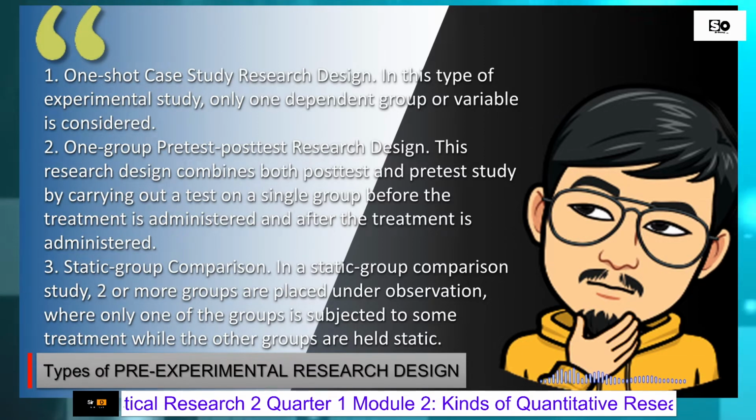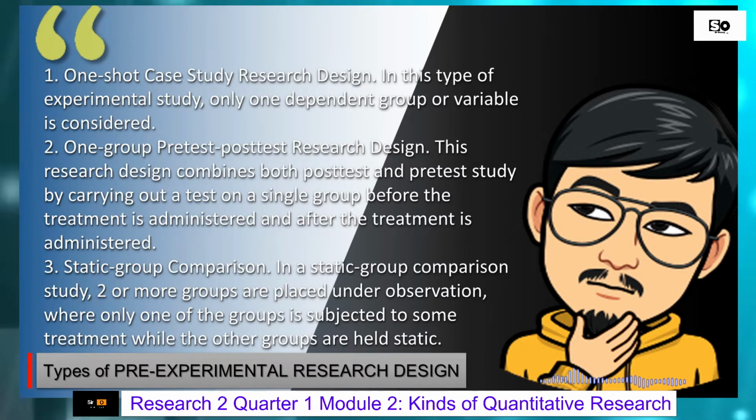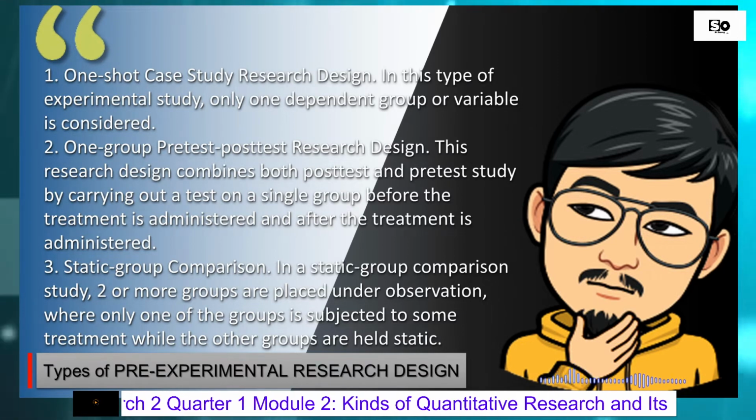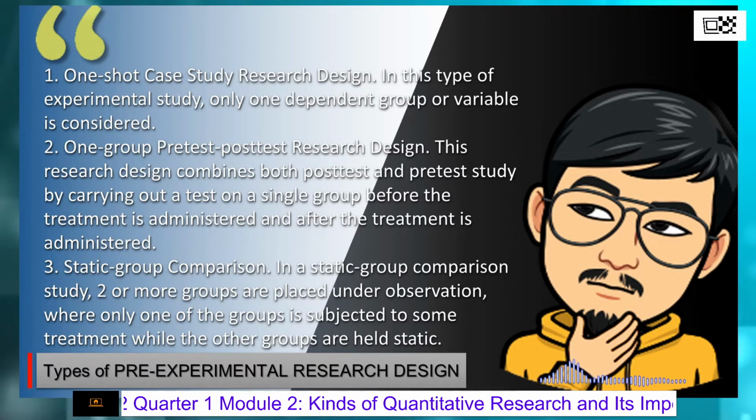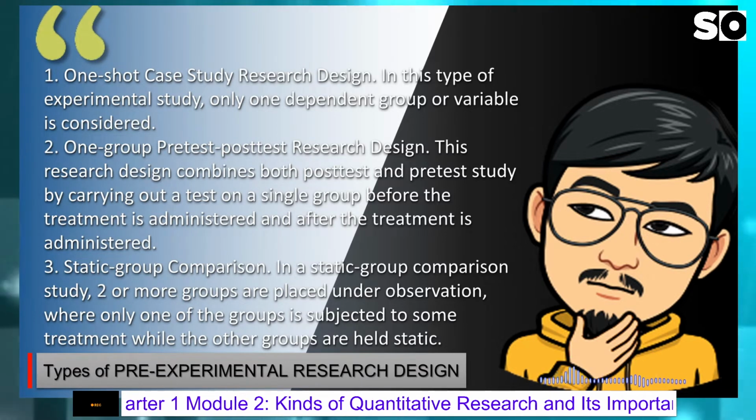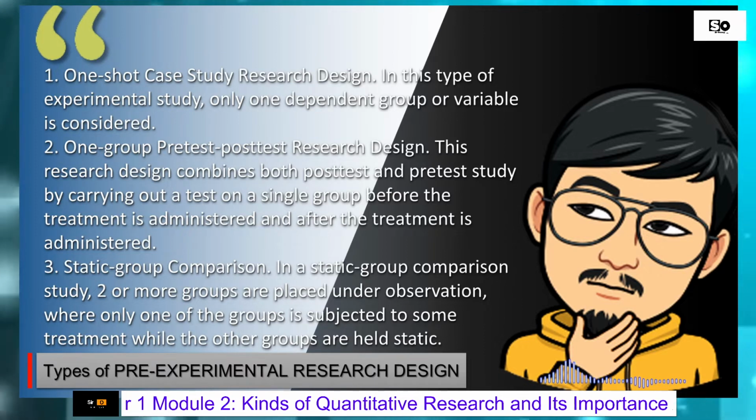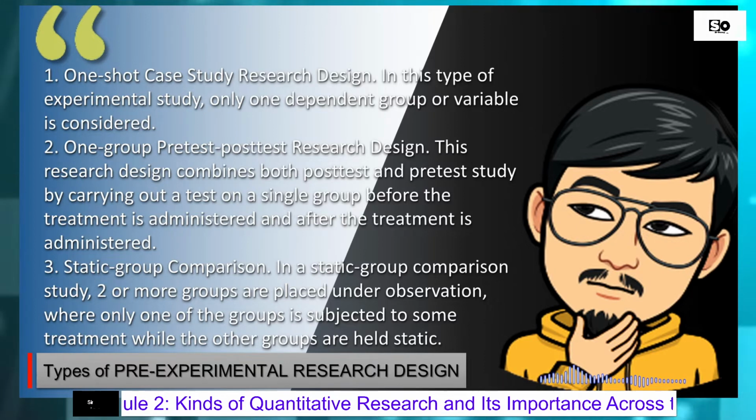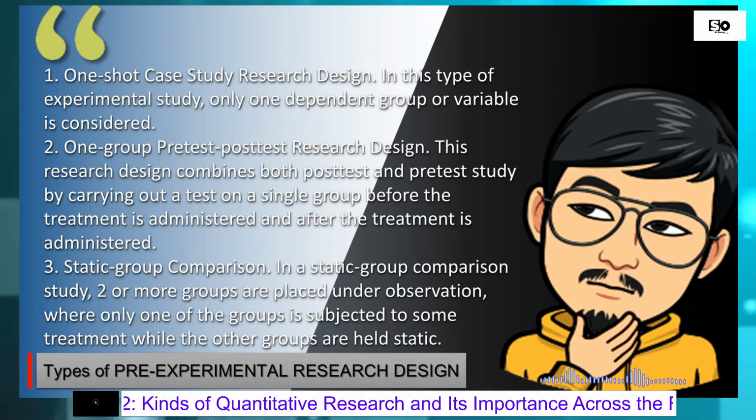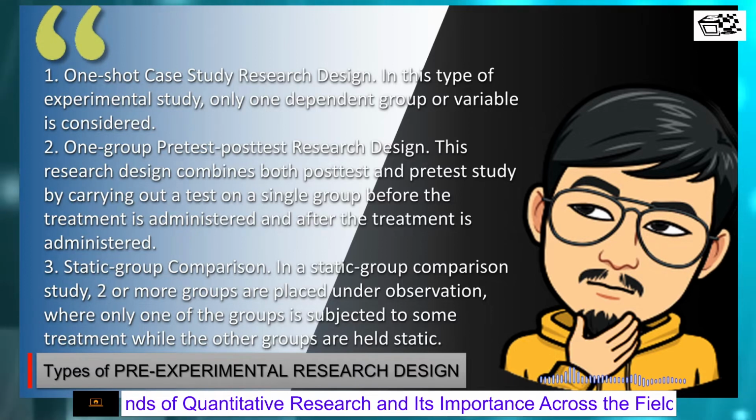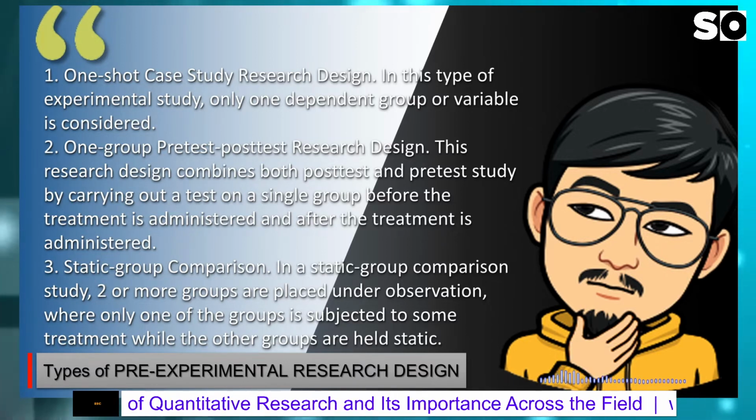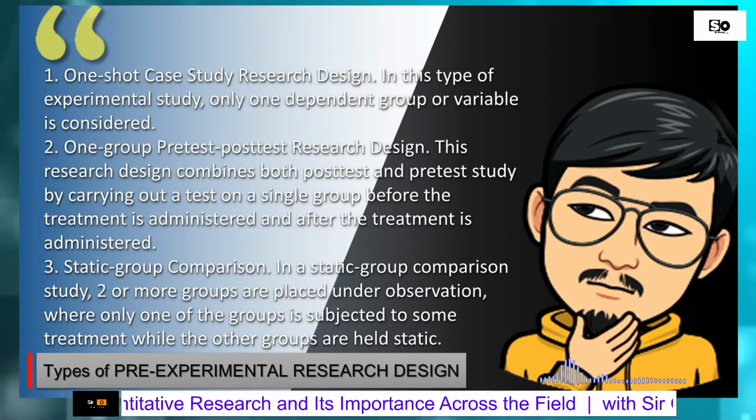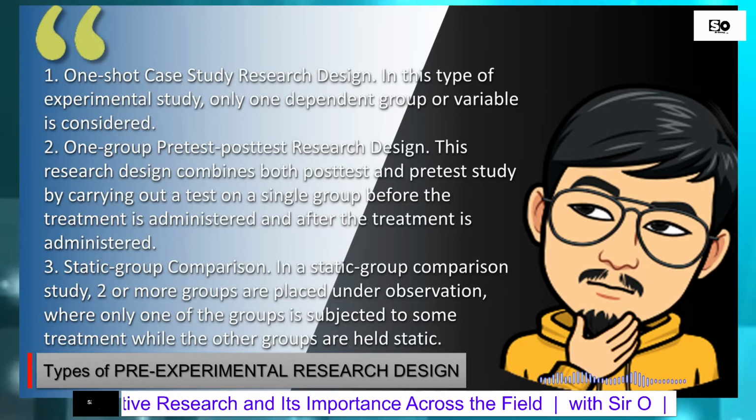Sa one-shot case study research design, gumagamit ng isang post-test study lamang. Sa one group pre-test post-test research design naman, gumagamit ng combined both the post-test and pre-test study. At sa static group comparison naman, sa isang pag-aaral ng paghahambing ng static group, dalawa o higit pang mga pangkat ang inilalagay sa ilalim ng obserbasyon, kung saan ang isang grupo or pangkat lamang dito ang ilalagay sa pagbabago, at ang ibang grupo or pangkat ay mananatili sa kanilang estado.